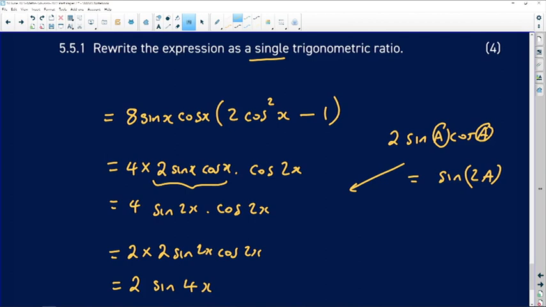And it's not very complicated. It sounds like a very simple and straightforward thing to work with, as long as you understand what the expansion of a double angle looks like. We end up with 2 times sine of 4x as our answer.